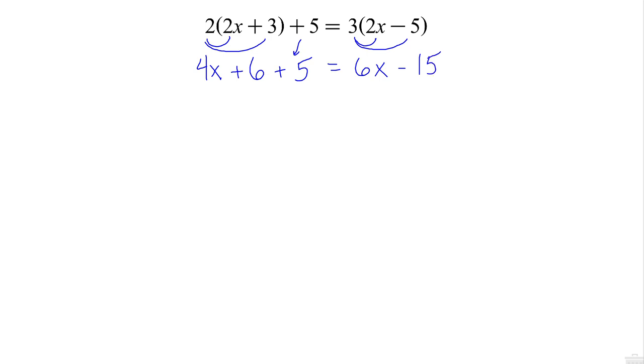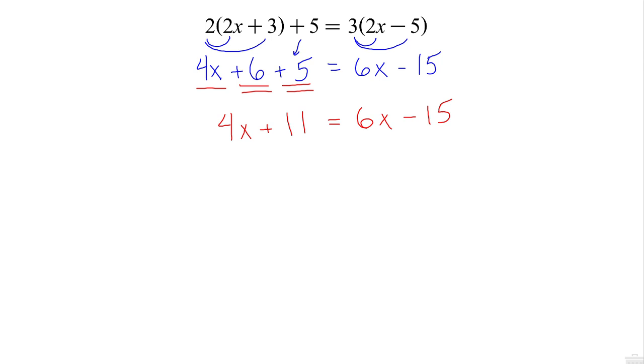This time we can't just skip step 2, combining like terms. Right? On this side here, we have a 4x, but we have a 6 and a 5 that can be combined. We don't worry about what's on the right-hand side. It can't be combined with what's on the left-hand side in the same way. And there's no like terms on the other side, so we won't worry about that. We'll be left with 4x plus 11, because 6 and 5 is 11, equals 6x minus 15.